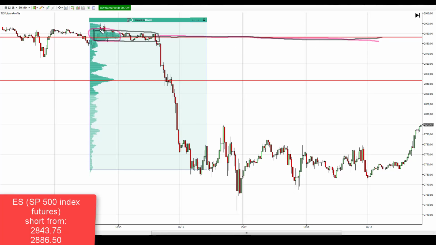And I think that those volumes were volumes of strong sellers who were accumulating their selling positions in this area, and afterward they initiated this strong sell-off. So when the price makes it back to this area again, I think that those sellers will start to defend their selling positions and they'll push the price downwards again from this area.